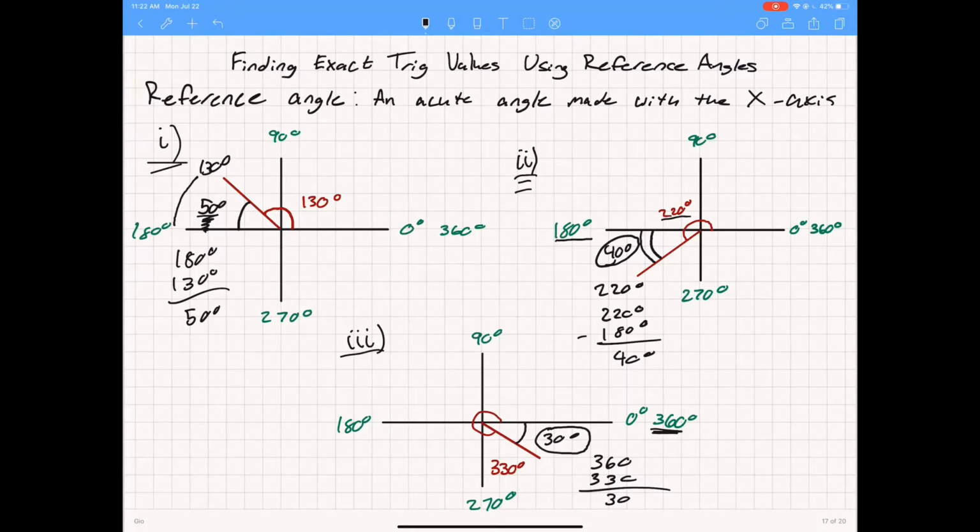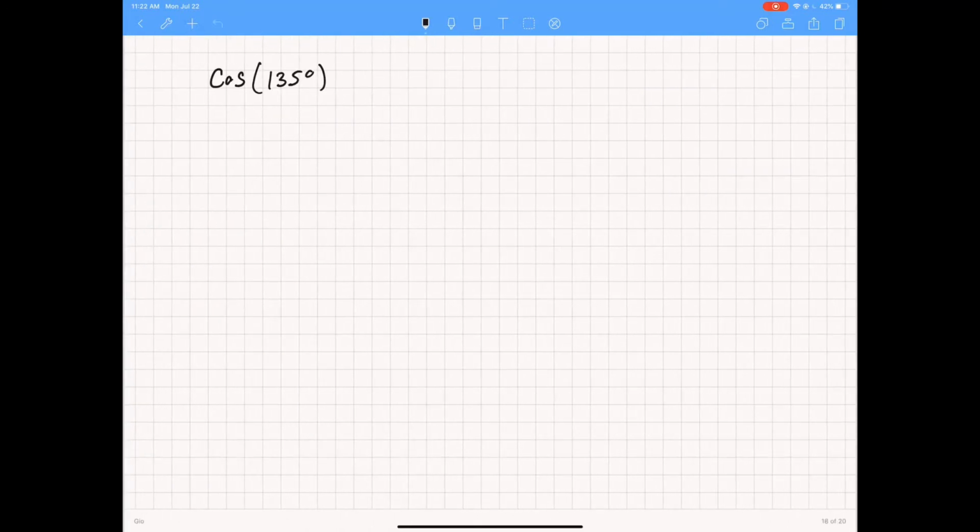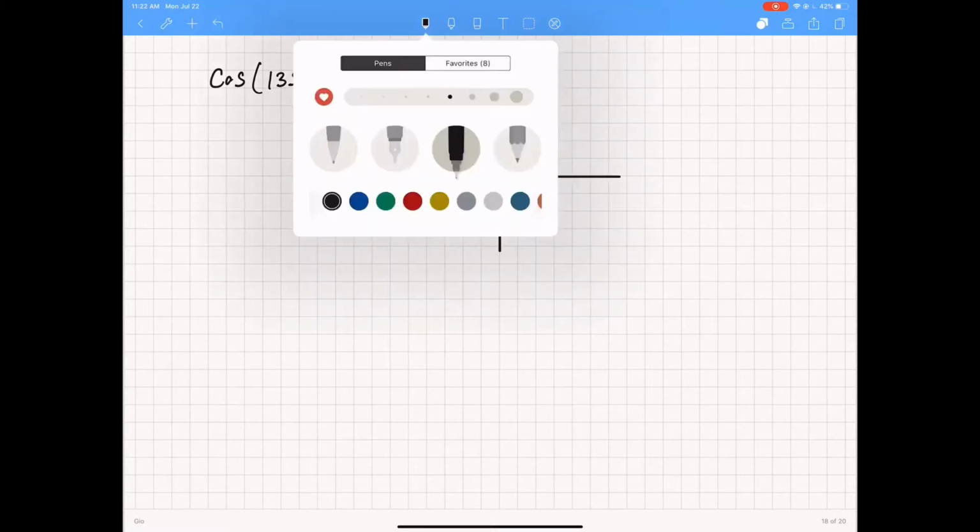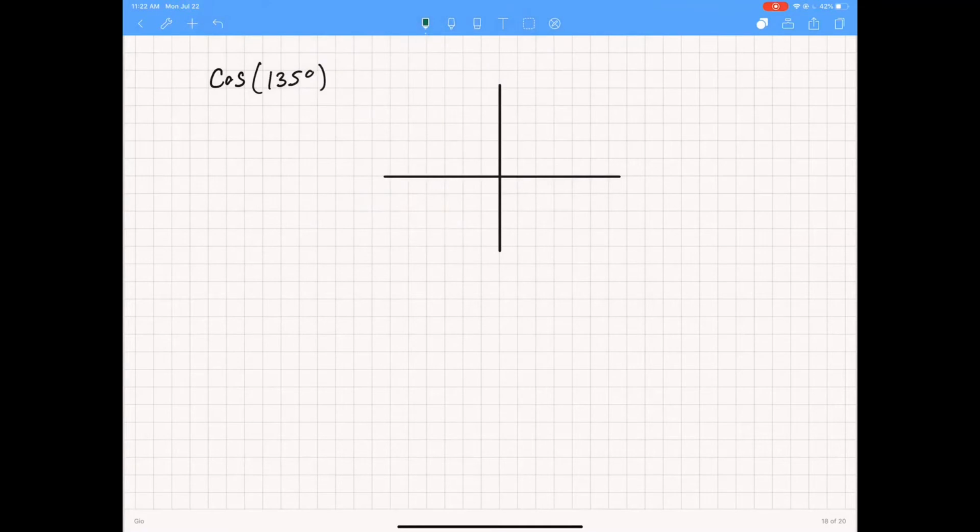Now let's actually apply these in something like cosine of 135 degrees. First, to attack this problem, I like to draw a coordinate plane. I'll label my angles here. This is 0 degrees, or 360. This is 90, 180, and 270. We want 135 degrees, so that's somewhere in the second quadrant. Say this is 135.